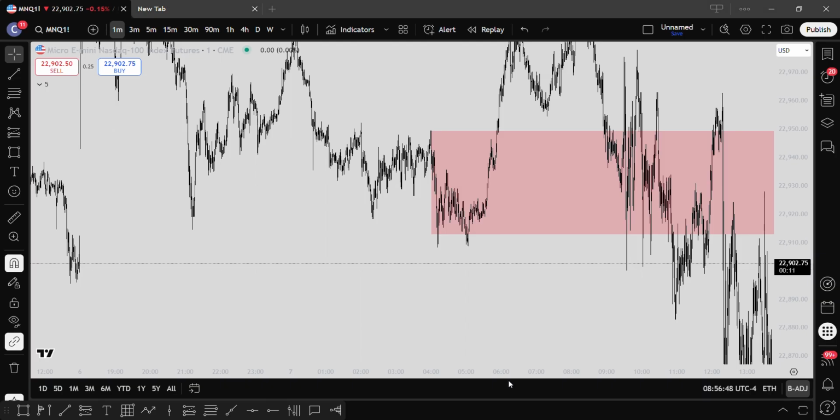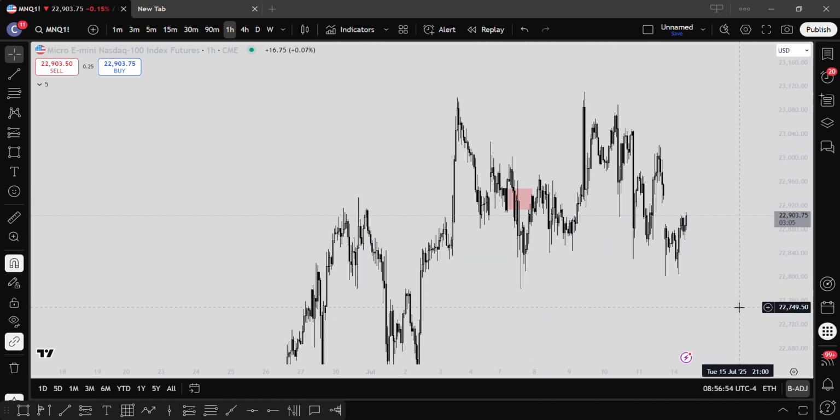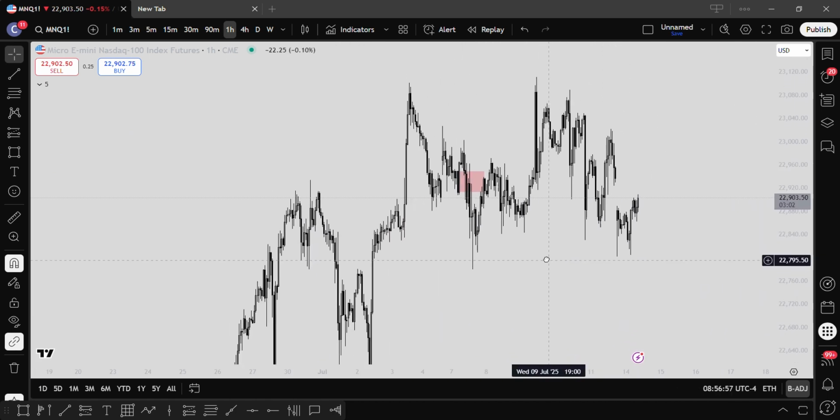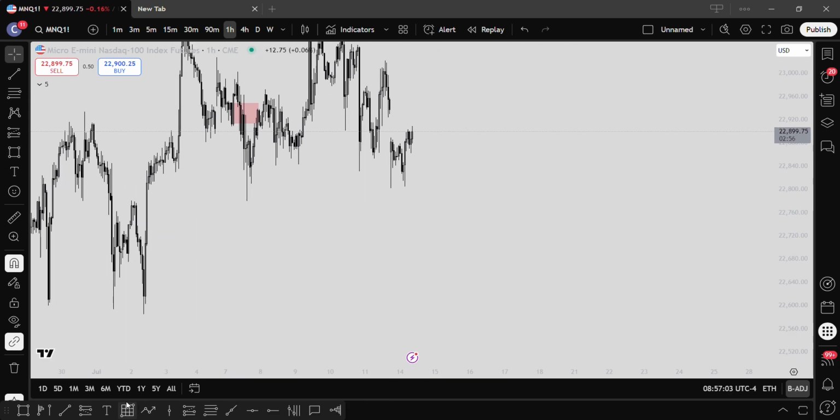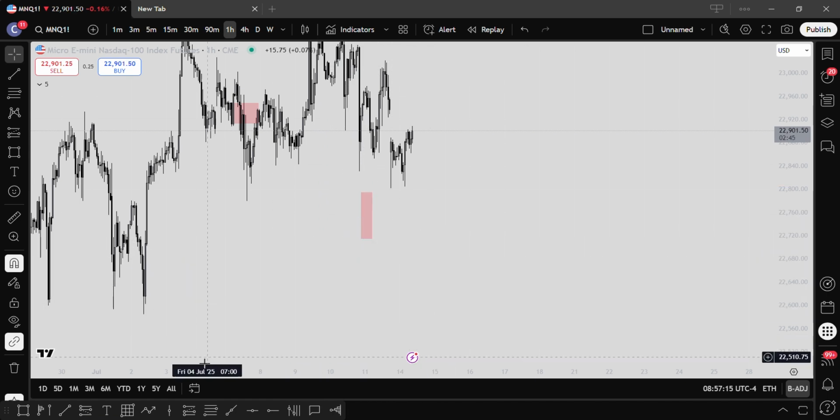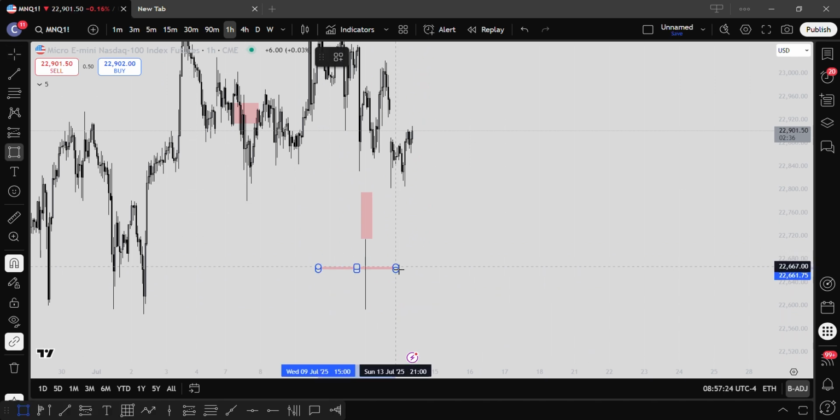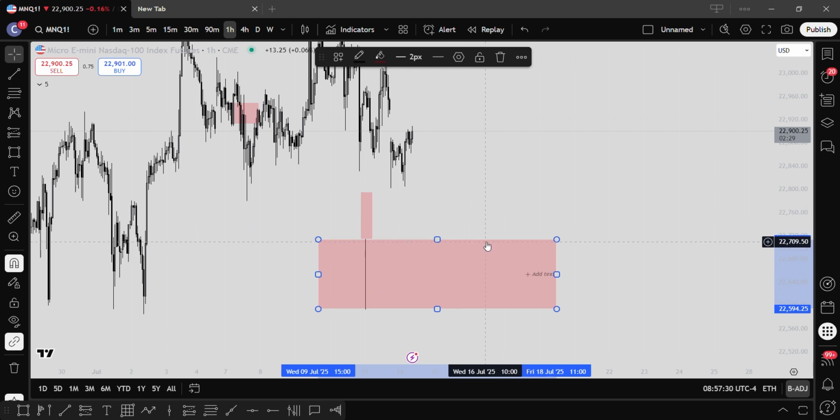Rejection blocks, which is a very, very important topic that I'm going to explain in detail in the next video. So a rejection block is, let's say there's a big candle dropping really hard. Then due to bullish momentum, it retraces very hard, creating a very big wick like this one. This is called a rejection block, which we can later use as a confluence or a PD array. Let's see an example.